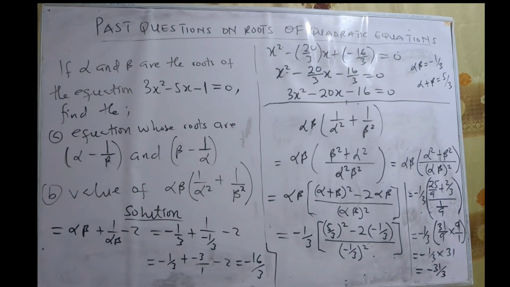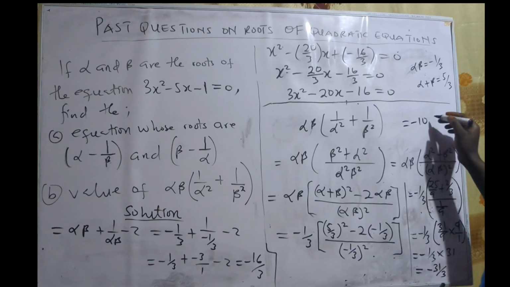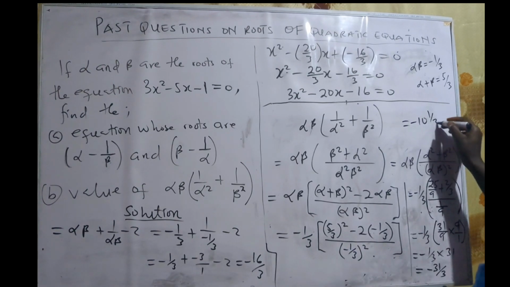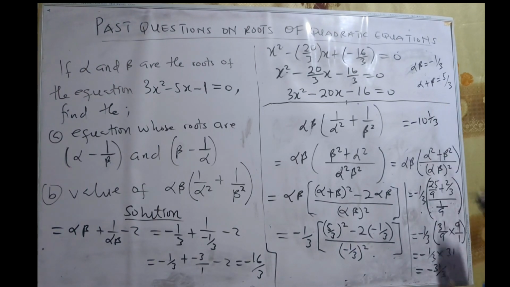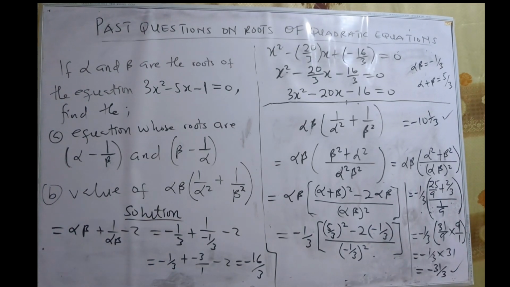So finally, we have been able to get our answer: minus 31 on 3. If you like, you can write it as a mixed fraction, minus 10 whole number 1 on 3, or minus 31 on 3. So this is the solution to our question.